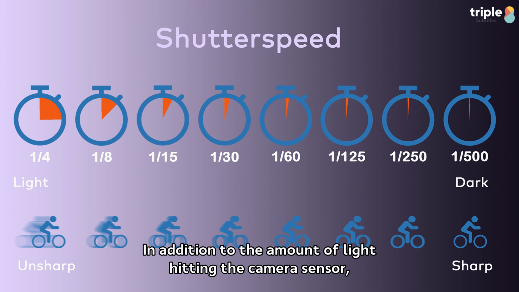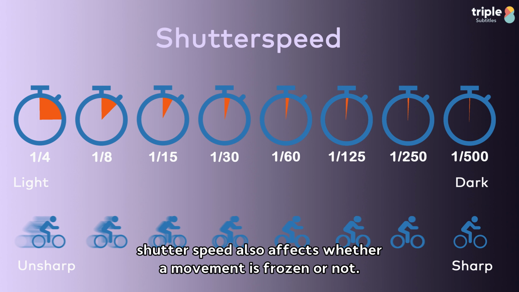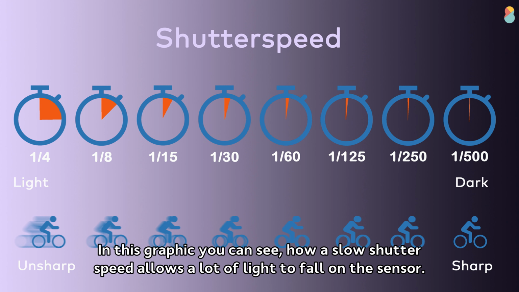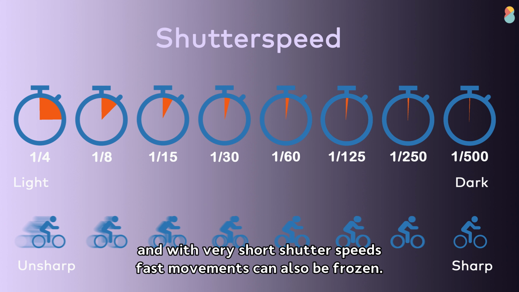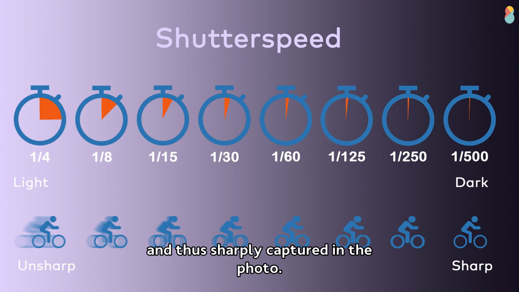In addition to the amount of light hitting the camera's sensor, shutter speed also affects whether a movement is frozen or not. In this graphic you can see how a slow shutter speed allows a lot of light to fall on the sensor, but also that at slower shutter speeds, motion blur is created, and at very short shutter speeds, fast movements can be frozen and thus sharply captured in the photo.